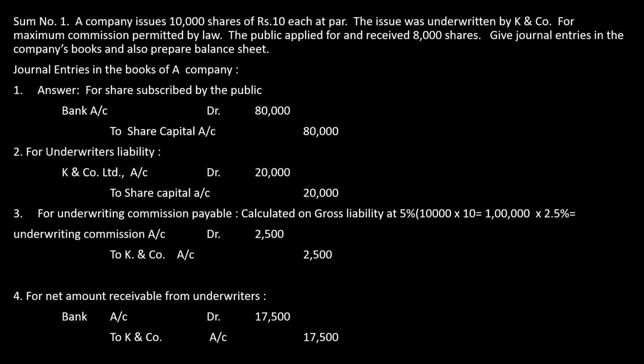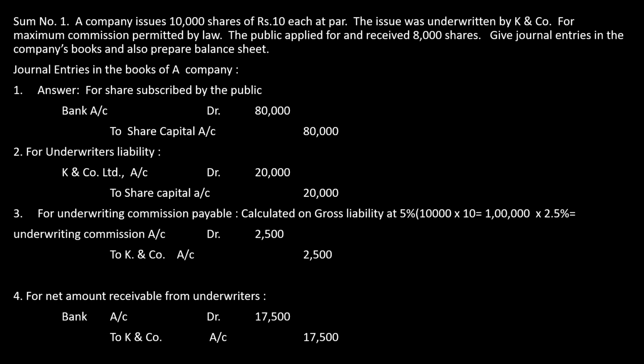First, the entry will be only for the general public: 8,000 shares, therefore 8,000 into 10, 80,000 rupees. So Bank to Share Capital for the shares subscribed by the public, the first entry. Then the second entry will be the underwriter's liability. Here the 2,000 shares is the liability of the underwriter, so 2,000 into 10 gives a total value of 20,000.